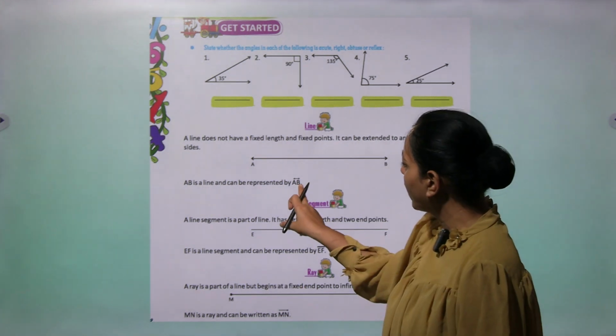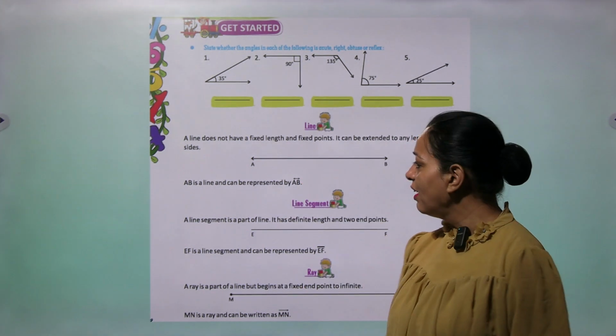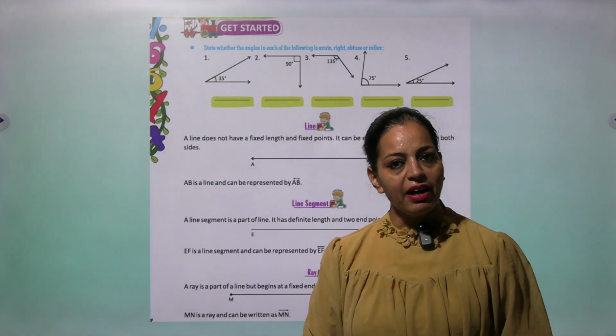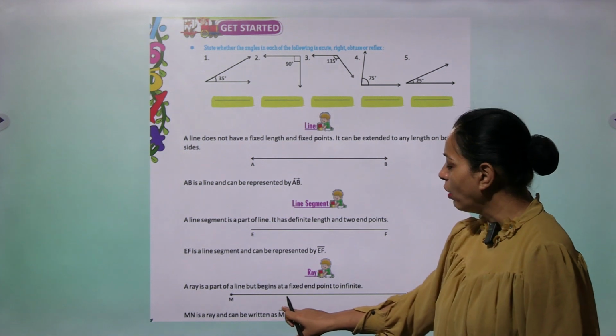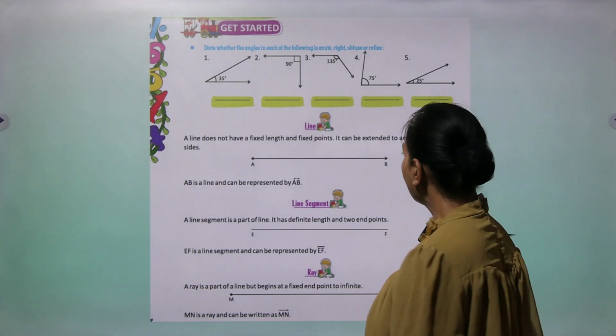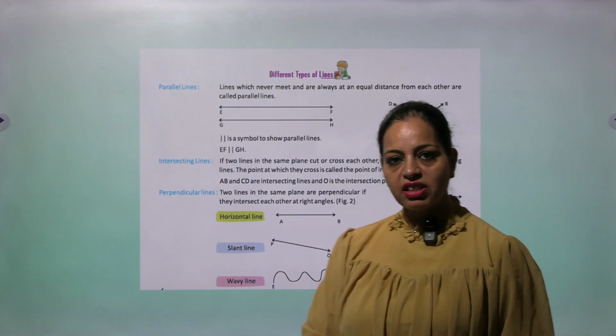अगर आप 2 arrows लगाएंगे तो it becomes a line. अगर आप दोनों में point लगाएंगे it becomes a line segment. और अगर आप एक side dot and एक side arrow लगाएंगे it is a ray. Okay? So it's very easy and interesting.